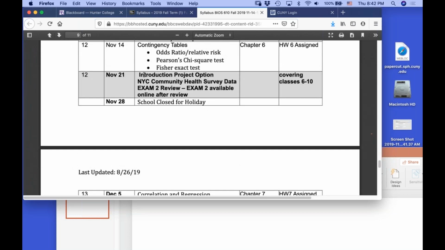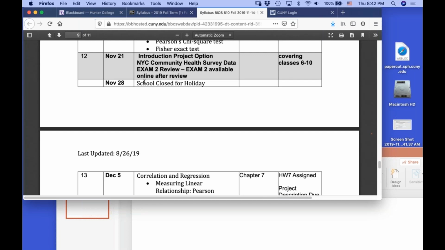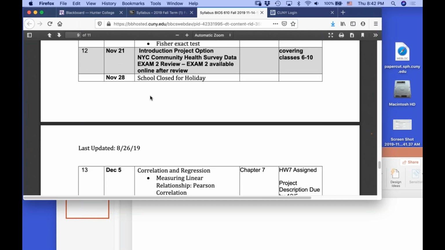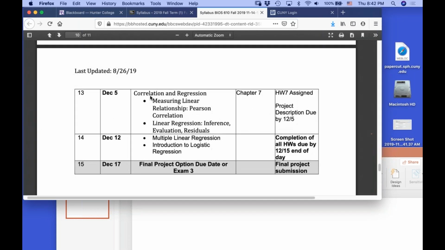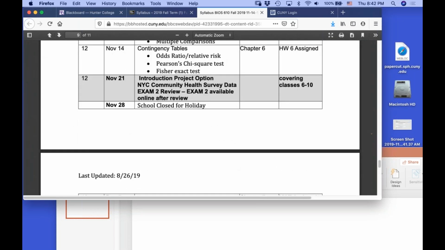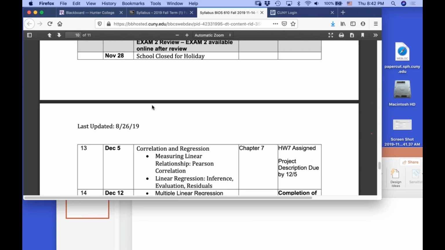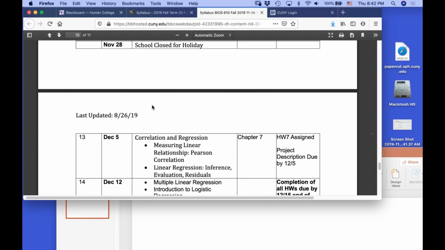So I'm going to post the exam. By the middle of next week, the exam will be available. We have no class on the 28th. I will make the exam due after the holiday, probably on December 1st. So you will have more than a week to do the exam, but it will be due on Sunday night before our class.